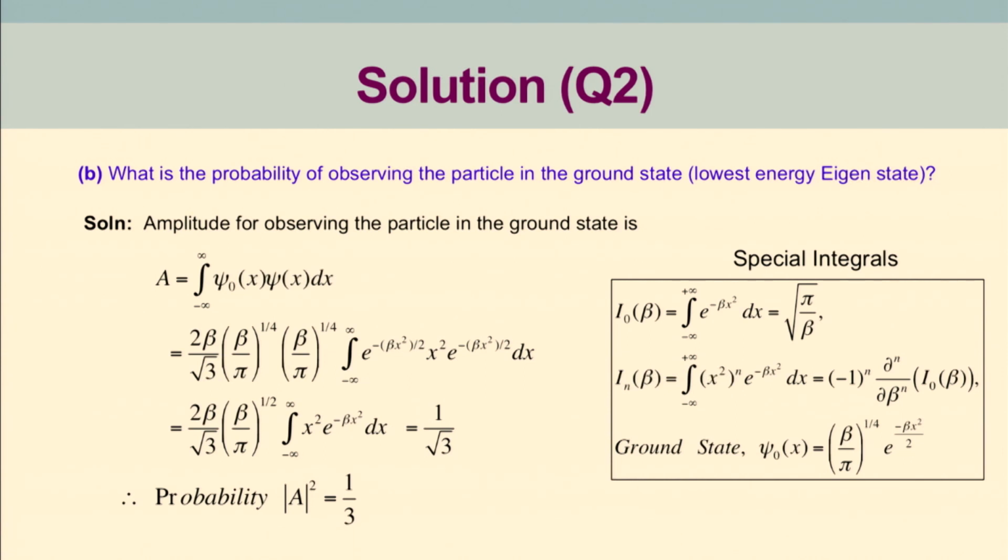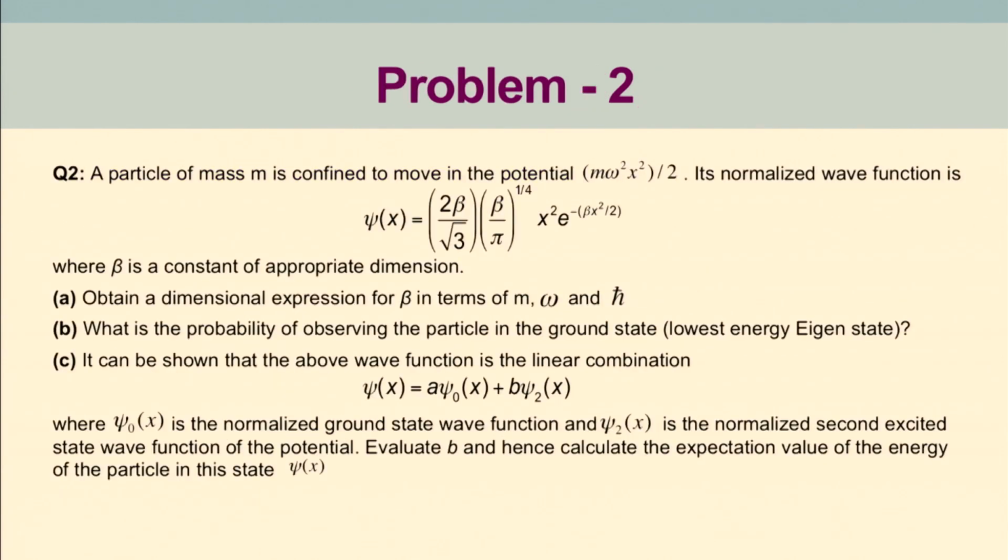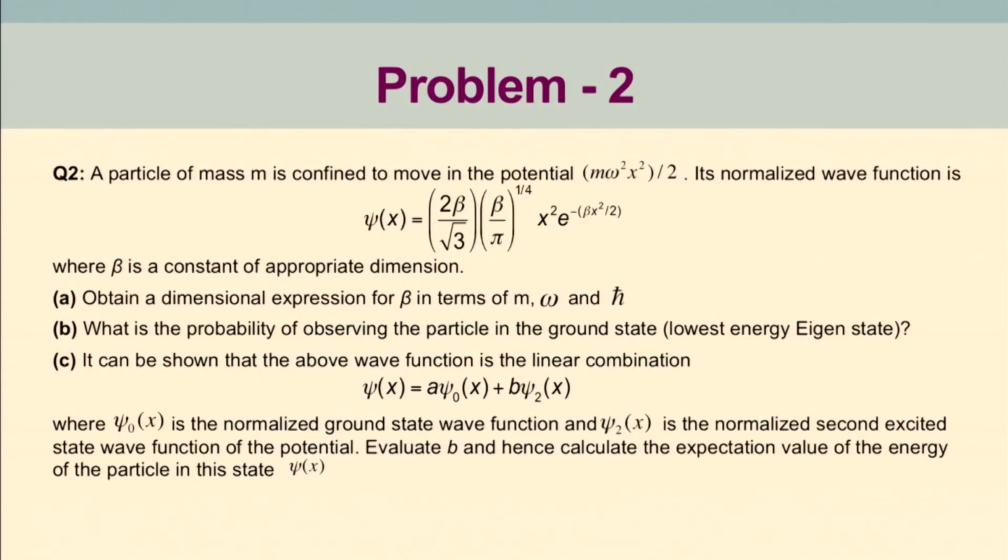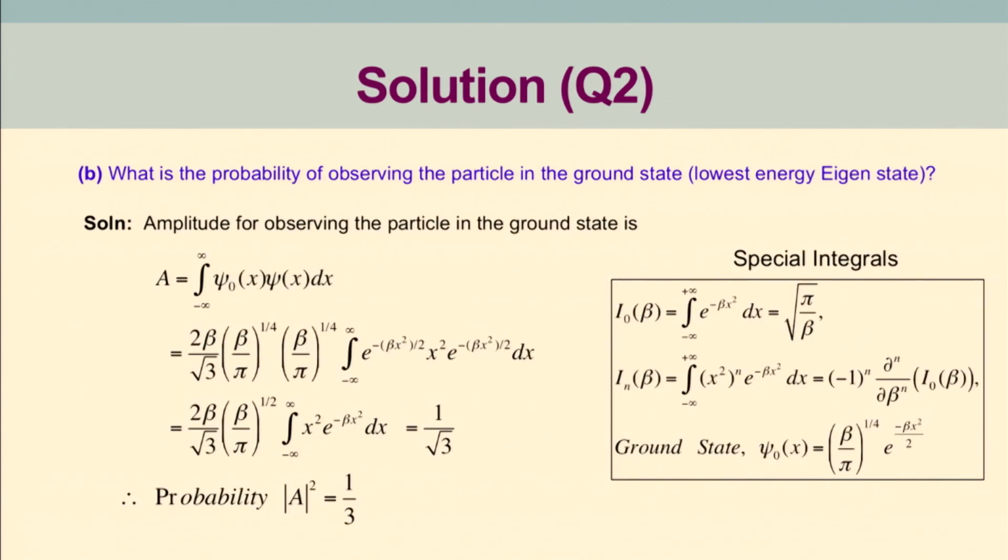What does this mean? This means that if a particle is in a superposed state as given here, and a measurement is done on the particle which remains in this mixed state, then 1/3 of the time you will find the particle in the ground state and 2/3 in some other state. What that other state is is the third question here. It can be shown that the above wave function is a linear combination of the ground state and the second excited state, that is psi 0 and psi 2, and the question asked is to evaluate the value of b and hence calculate the expectation value of energy. So, let us see.